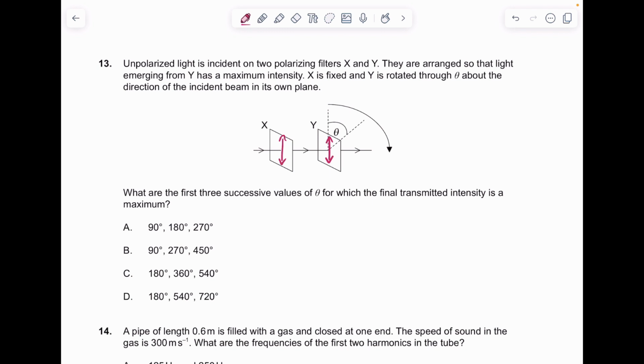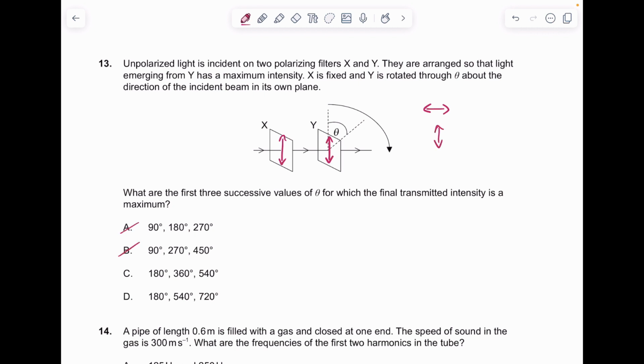What are the first three successive values of theta for which we're going to get another maximum? Well, the only time we're going to get a maximum is when both filters are orientated in the same direction. So if this is our initial setup when theta is 0, we're going to have to rotate through 180 degrees until Y is back to being in a vertical setup again. If we went to 90 degrees, Y would be in this direction and nothing would pass through Y. That would be a minimum. So we need to go around so that Y is back to a vertical direction.